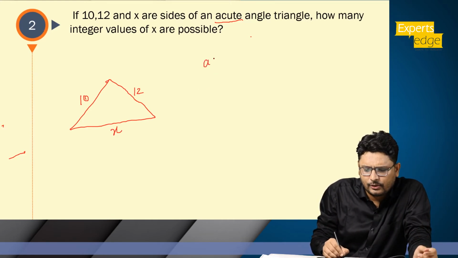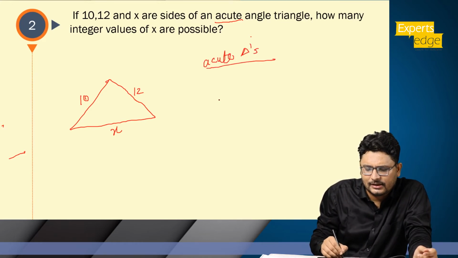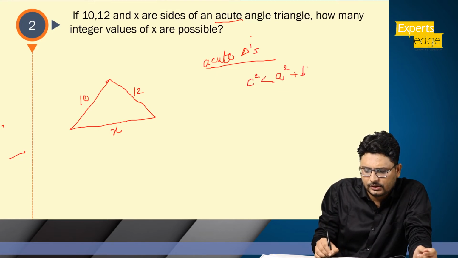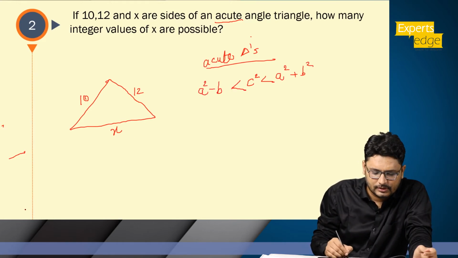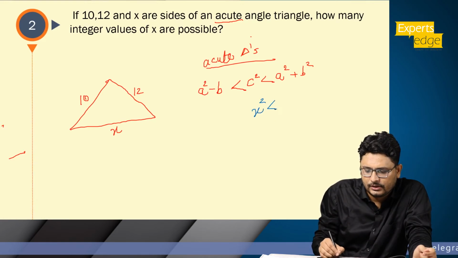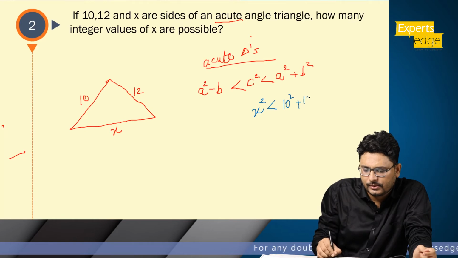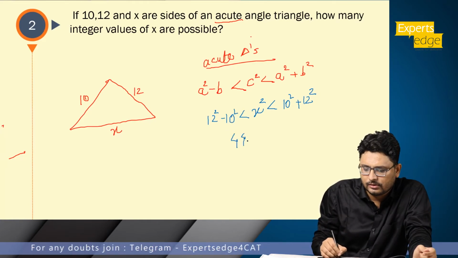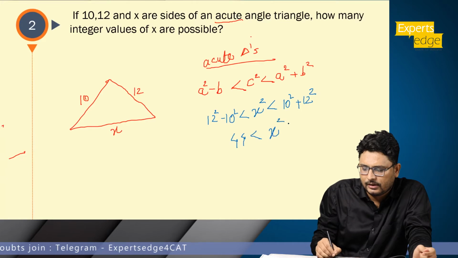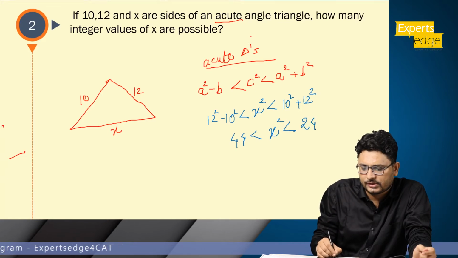What was the formula for acute angle triangle? What was the shortcut? For acute angle triangles, we get it by a relation that c square has to be between the sum of the squares of the other 2 sides as well as the difference of those sides. Okay, so if I put it, x square should be less than 10 square plus 12 square. It should be greater than 12 square minus 10 square. So this is 144 minus 100, that is 44 se bada, and 100 plus 144, 244 se chota.